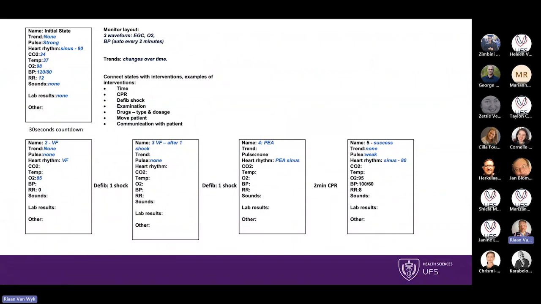So, for example, this is an example of the algorithm that we might use for a heart attack. At the top left, you will have what this patient looks like at the start of the scenario. And then after a 30-second countdown, he will go into a VF. Then we want to see the students recognize the VF and shock the patient. Then what happens after the shock?